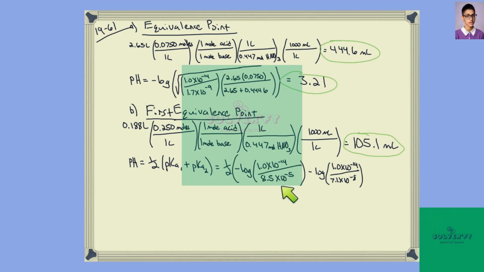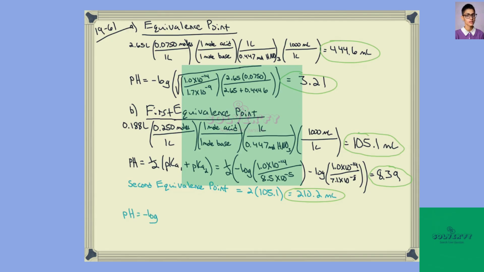So this is Kb1 divided into Kw to get Ka2. This is Kb2 divided into Kw to get Ka1. We take the negative log of Ka1 to get pKa1, the negative log of Ka2 to get pKa2, sum them together, divide by 2, and we get a pH of 8.39. Now for the second equivalence point. The second equivalence point will simply correspond to double the first equivalence point volume. That's because the volume required to have one hydrogen come off will be equal to the volume required to have the second hydrogen come off. So the second equivalence point volume is another 105.1, or a total of 210.2 milliliters.